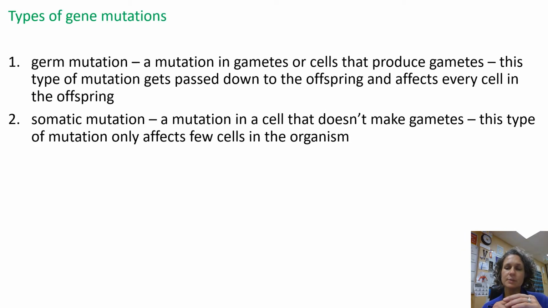Okay, so now these mutations. We're going to talk about two different types. First of all, you have a germ mutation. Germ mutations are in gametes, or in the cells that produce gametes, so that's egg or sperm. And so these types of mutations are passed down to the offspring, and every cell in the offspring is affected.